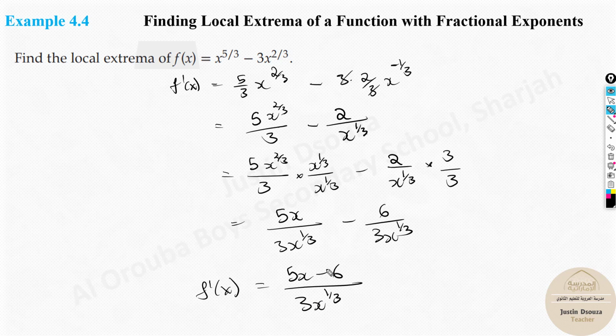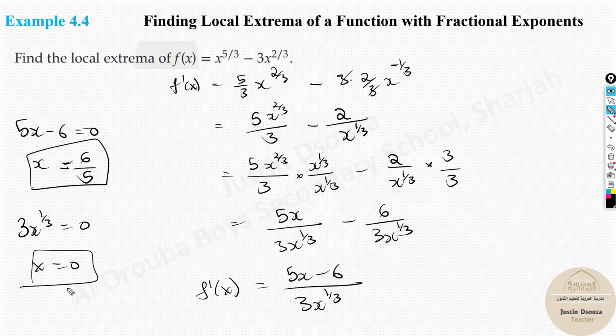Now we have a denominator and a numerator. In such a case, there are undefined values and there are zeros. Whatever is in the numerator, make it equal to 0. 5x minus 6 equals 0, so x is equal to 6 divided by 5. Now what about the denominator? This is undefined when 3x^(1/3) equals 0, so x is equal to 0 directly. This is one critical number, and this is another. But at this point, you don't have a turning point, it's undefined, okay? The graph is undefined. The critical numbers are 0 over here and 6/5, that is 1.2 over here.